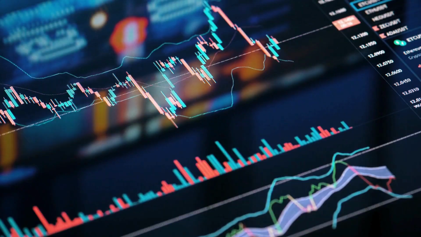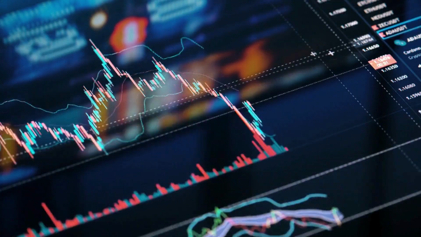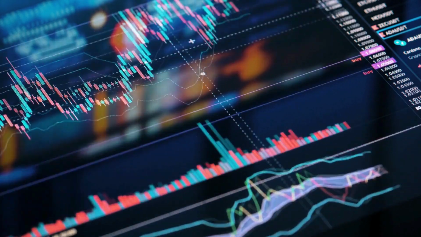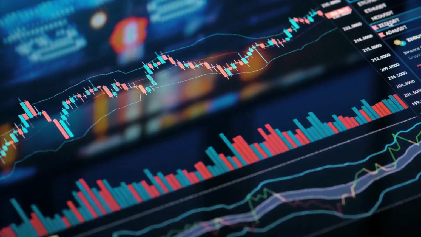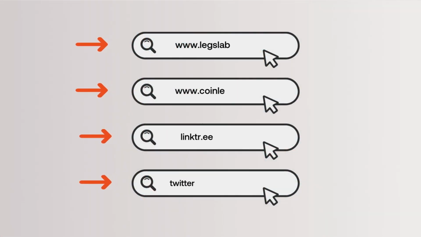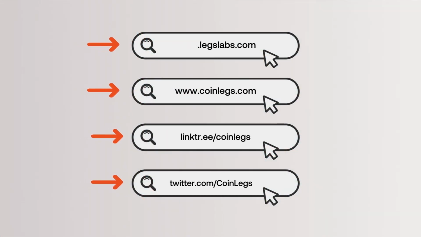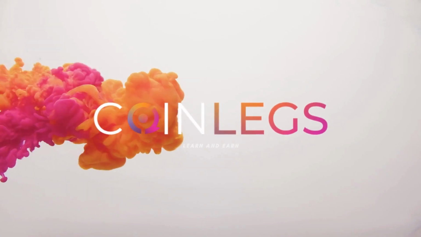That's it. All the comprehensive tools you need for trading are free for you. No more hours spent searching for coins and navigating through charts. With CoinLegs advanced trading tools, let your time work for you. Stay tuned. Learn and earn.